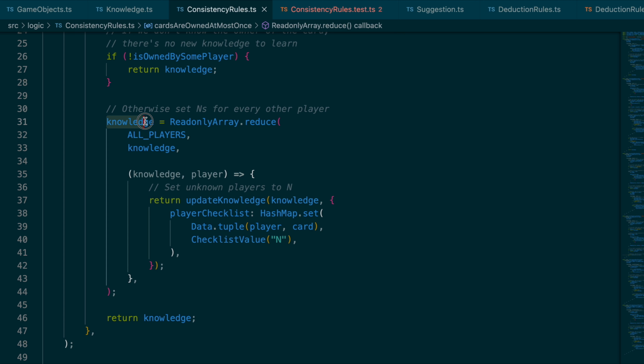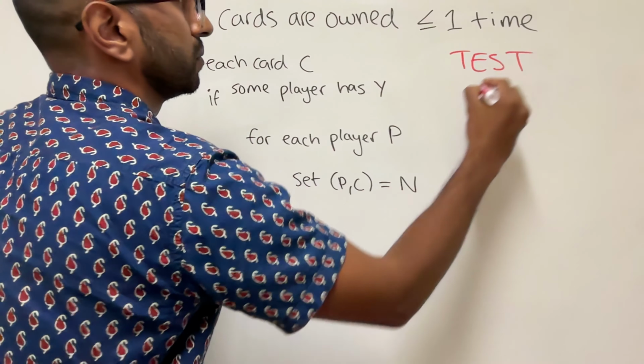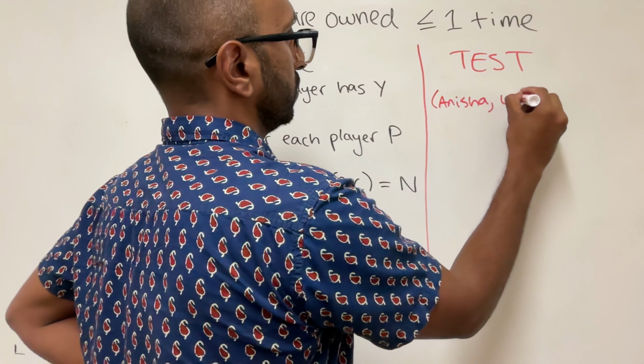We then update our knowledge. Going through all the players, we update the knowledge by modifying the player checklist to set that player and that card to an N. And always when you're writing code, you should write some automated tests to make sure that that code is doing what you think it's doing. A test basically involves giving some input to the function, taking what comes out of it, and checking that that is what you expect it to be. So let's write the following test for this consistency rule.